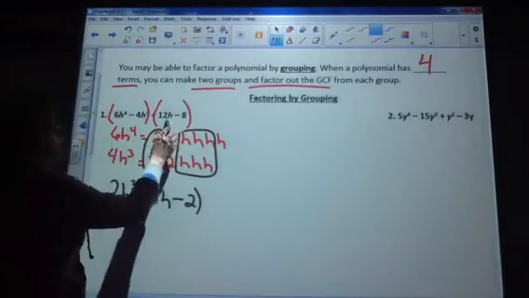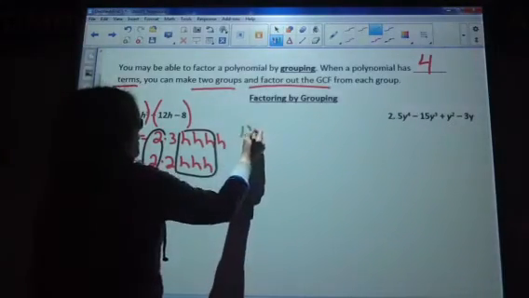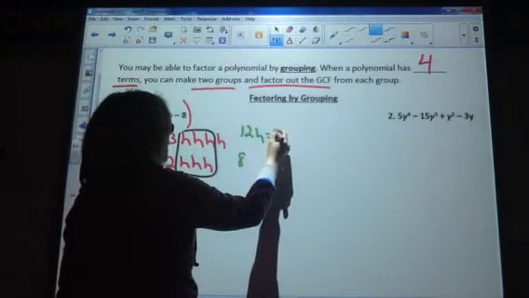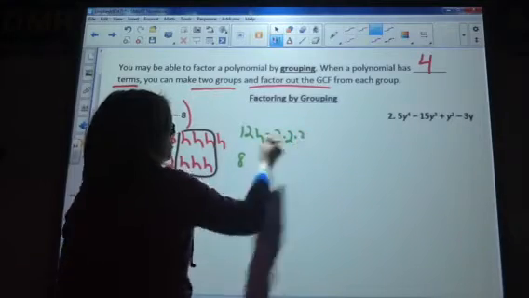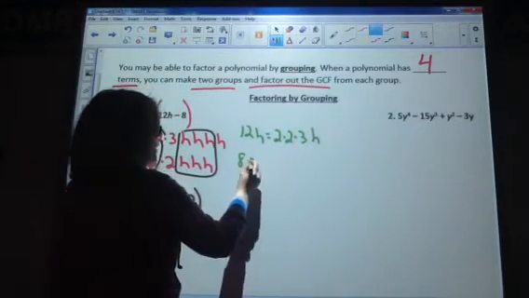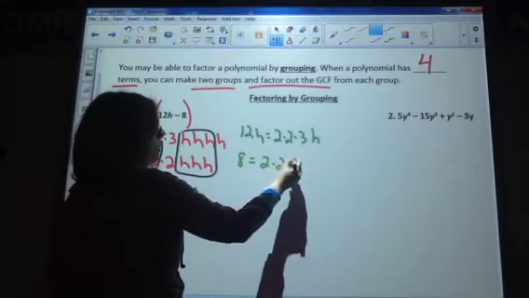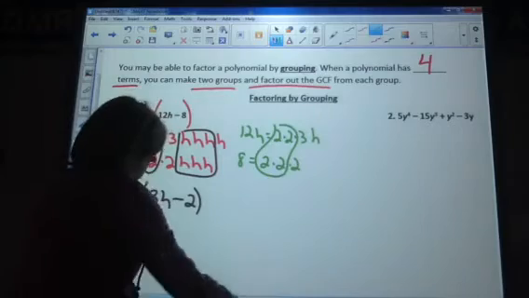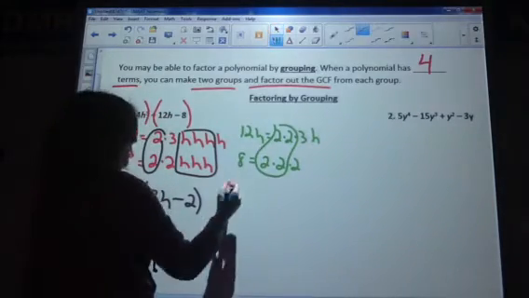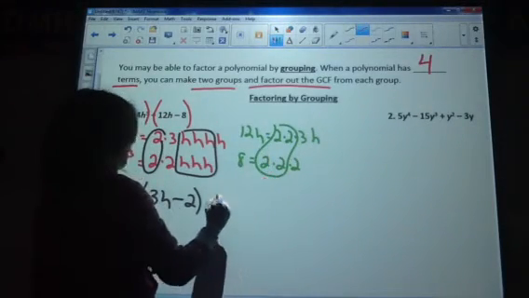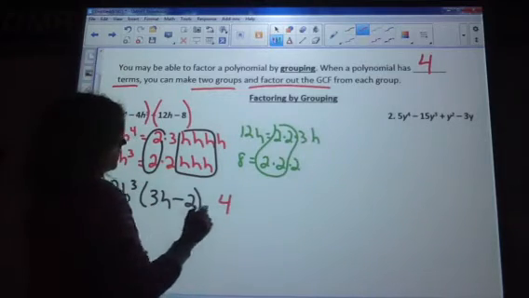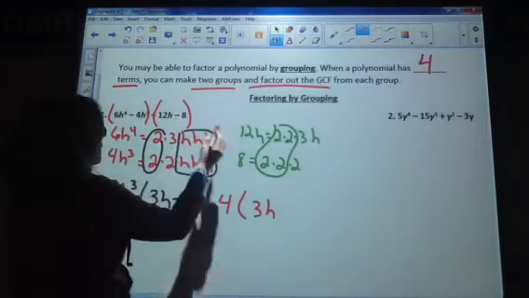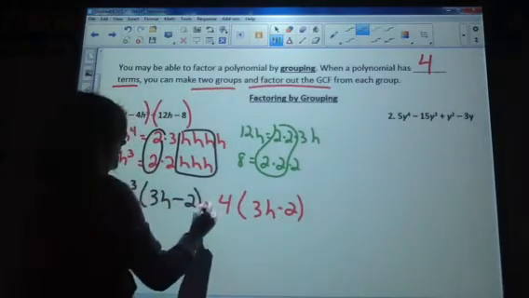Now, let's look at the second binomial. We have 12h, and we have 8. For 12, you have 2 times 2 times 3 and h, and then for 8 you have 2 times 2 times 2. So what do they have in common? They have 4, and what do they have left? They have 3h minus 2, and that's a positive 4.